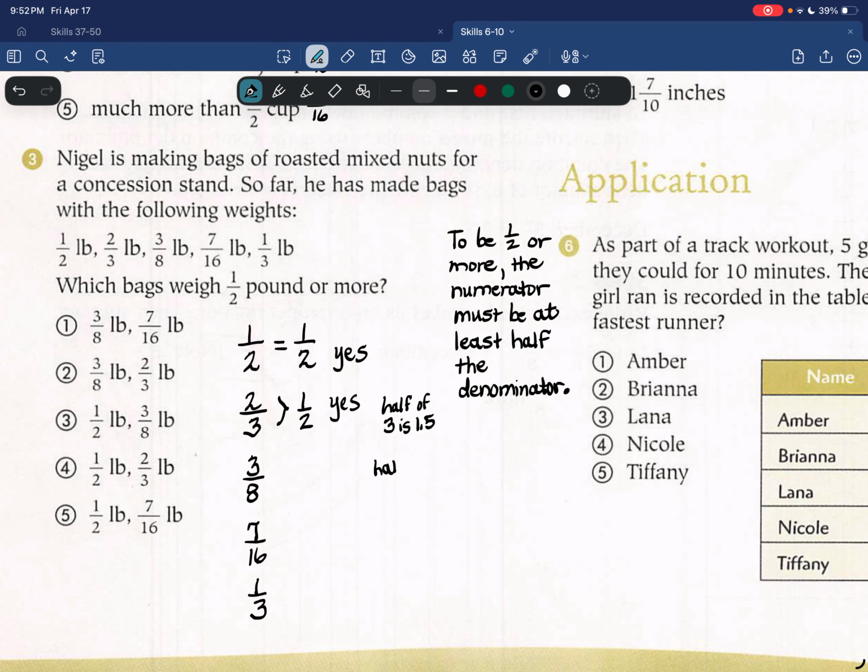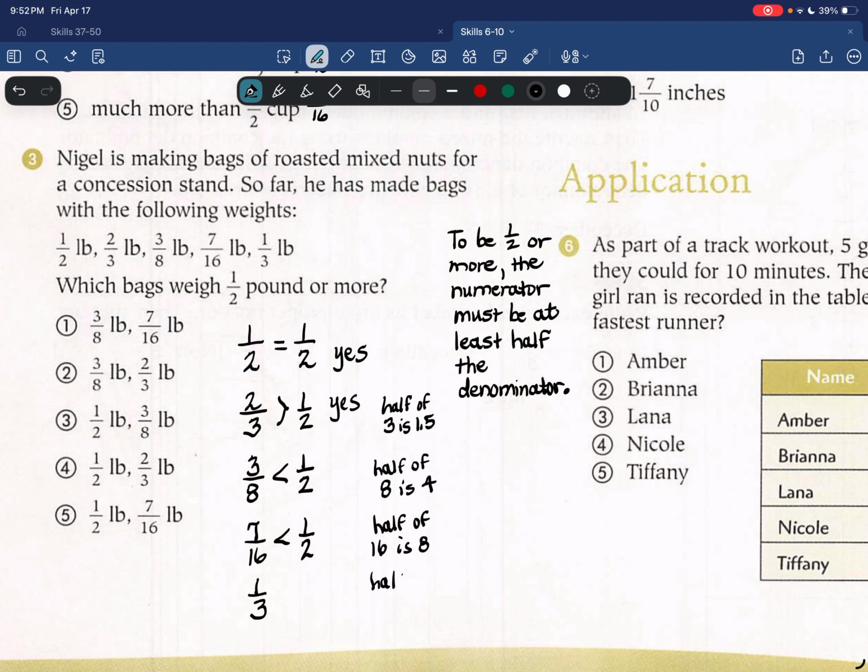What is half of 8? That is 4. So this time our numerator is not 4. It didn't make it to 4. So 3/8 is less than a half. Half of 16 is 8. That 7 didn't make it to 8. 7/16 would have to get to 8/16 to be a half. So it's less than half.